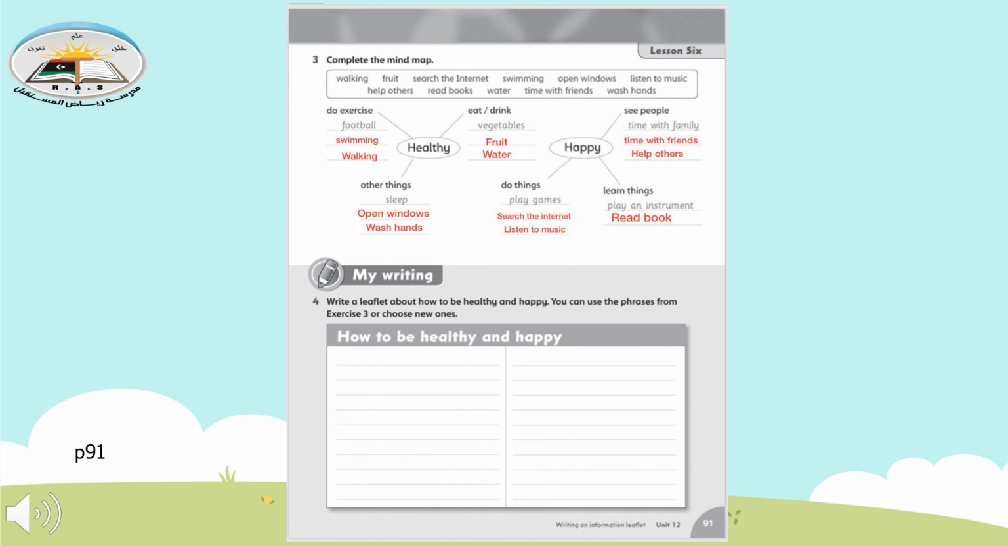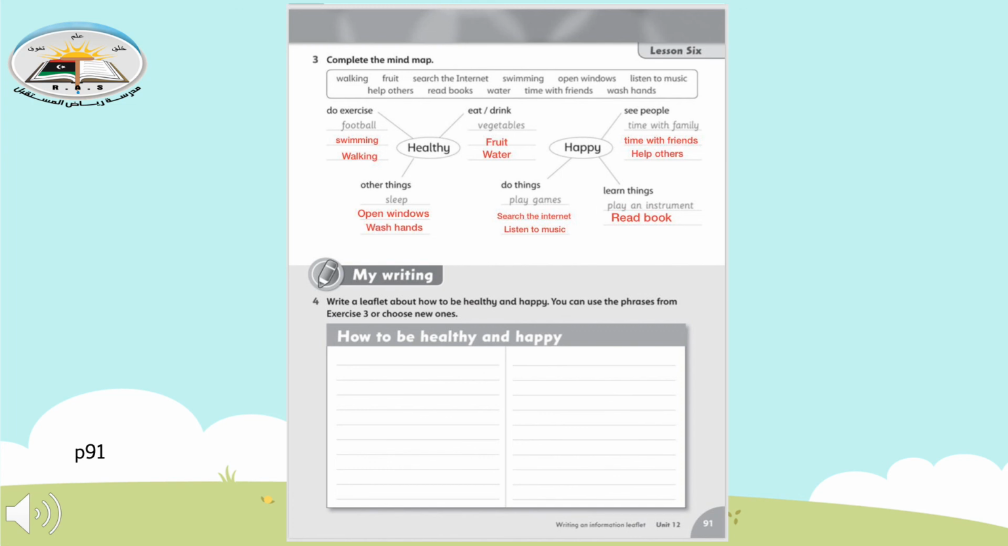And then we have other things. It means other healthy things. We have the first one, sleep. The second one, wash hands. The third one, open window. And then we have our happy map. In our happy map, we have see people. Under see people, we write time with family, time with friends, help others. And then we have do things. Under do things, we write play games, search the internet, listen to music. And then we have learn things. Under learn things, we write play an instrument, read books.